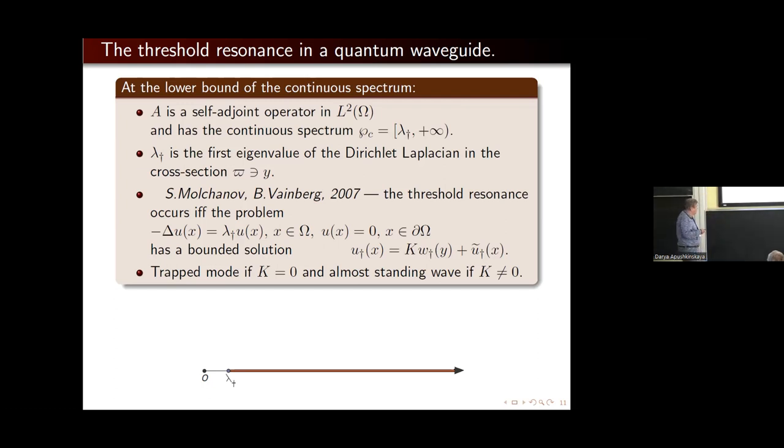Or it could happen that k is not equal to zero. Then it's an almost standing wave. It stabilizes to an eigenfunction of the Laplace operator on the cross section, the Dirichlet Laplacian on the cross section, and it also brings different properties to the continuous spectrum.